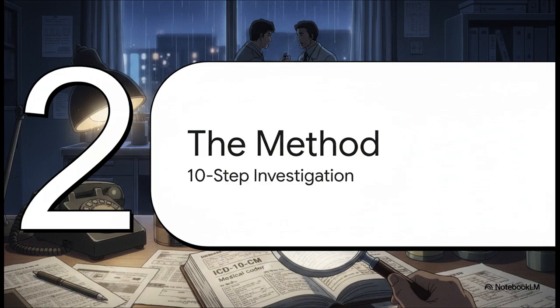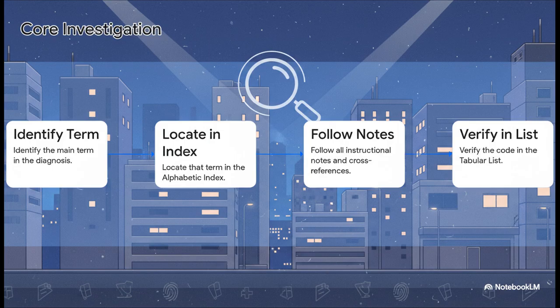It's a systematic method that ensures every single coder, every detective, is following the evidence in the same way to find the most specific and accurate code possible. This is the heart of good detective work. Now, the official guide has 10 whole steps, but they really boil down to this 4-part investigation.